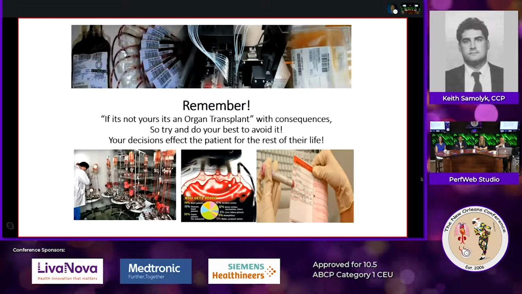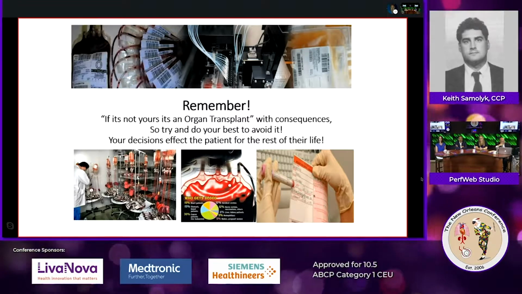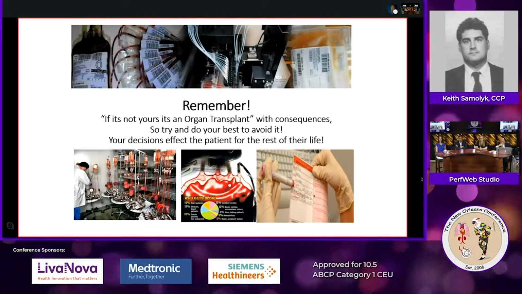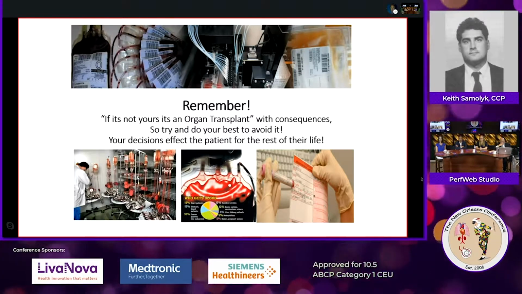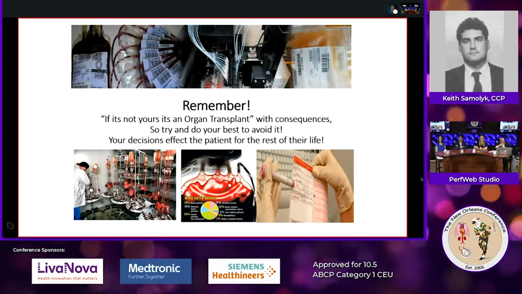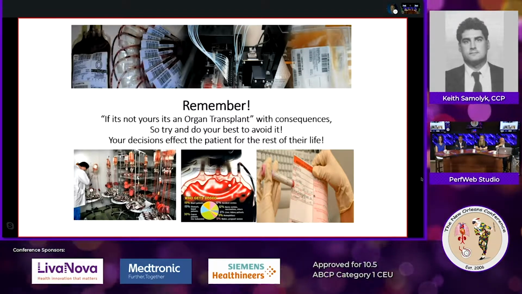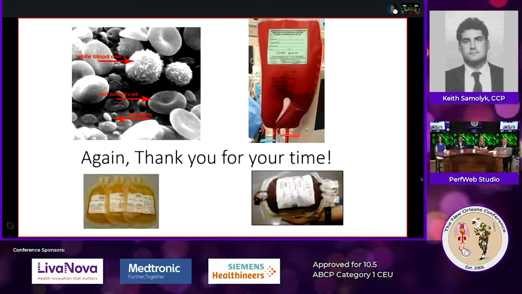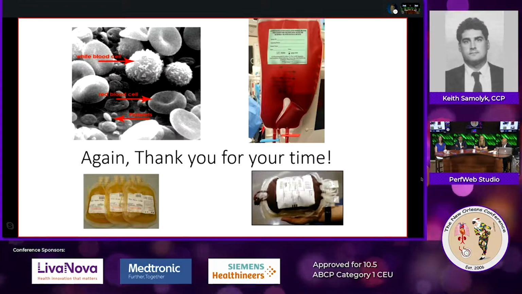So I had a friend, a Jehovah's Witness friend, and a great person. She said, if it's not yours, it's an organ transplant with consequences. So you want to do your best to avoid it. Remember, your decisions affect that patient for the rest of their lives. So do your best to avoid giving transfusions. Again, thank you for your time, and that's the end of this presentation.